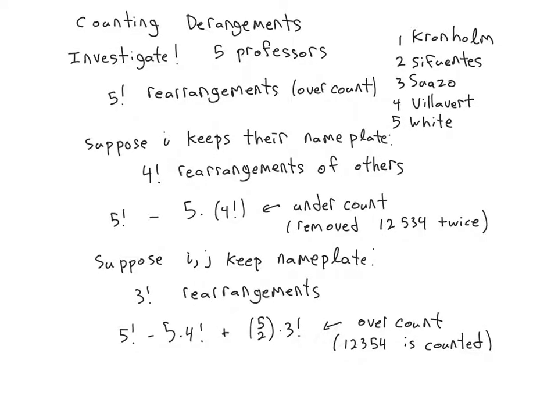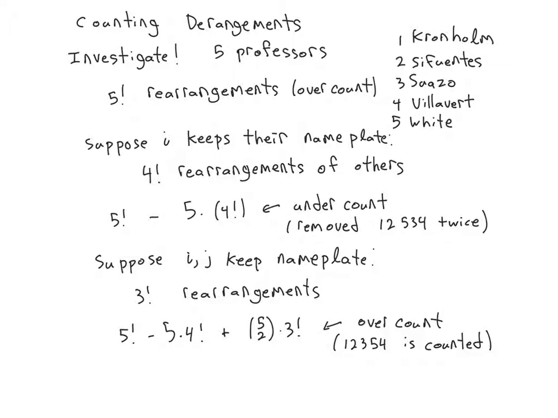So as the next example, I'm going to choose the investigate activity from the textbook involving counting derangements. And the problem is you're going to pull a senior prank by taking the nameplates from 5 professors' doors and switching them so that nobody gets their same name back. And so for this one, I chose the 5 tenure-track professors that were all hired the same time I was, Dr. Kronholm, Dr. Cifuentes, Dr. Suazo, Dr. Vilvert, and myself.